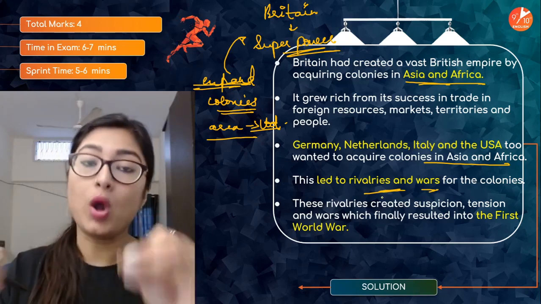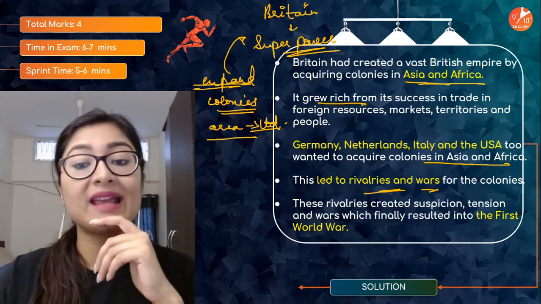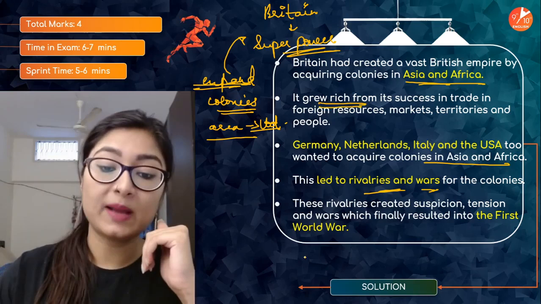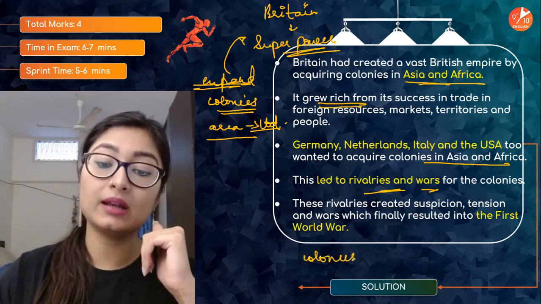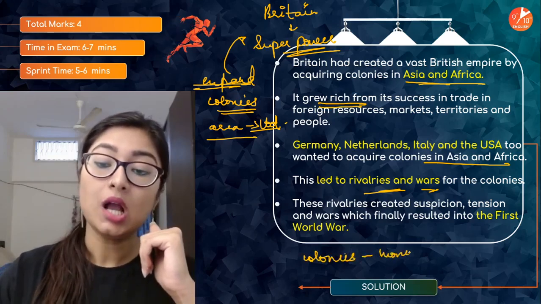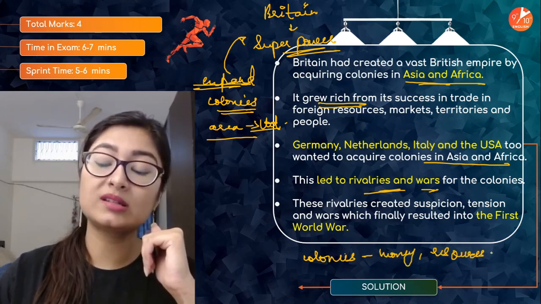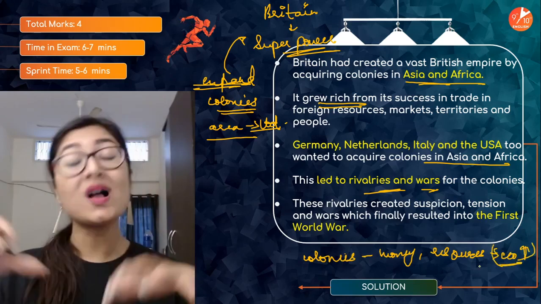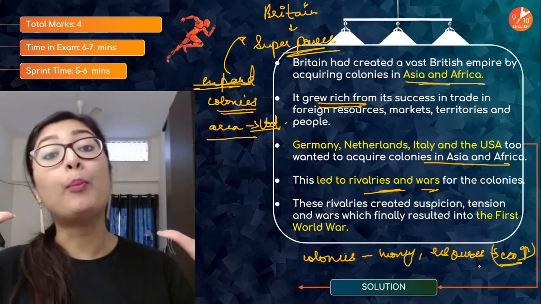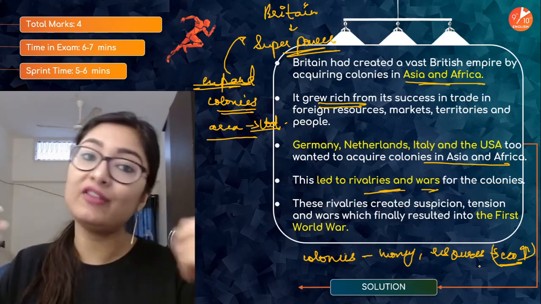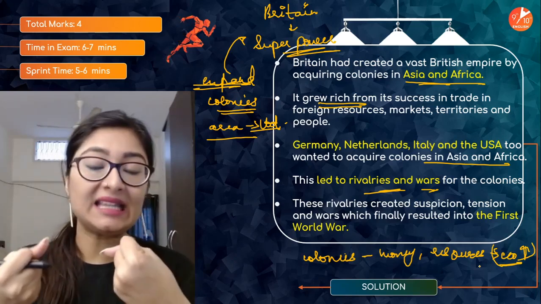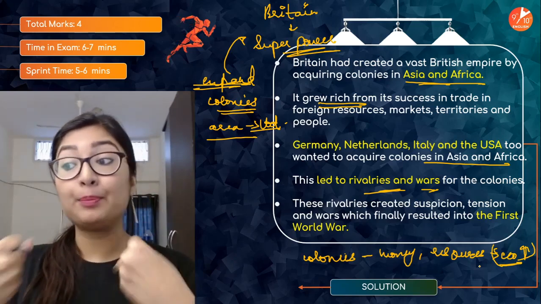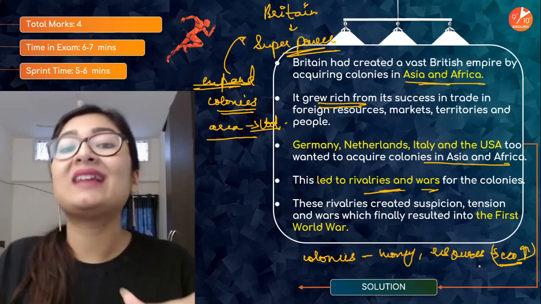Now, why did they want colonies? Because they had seen that it makes them rich. So colonies, bacha, actually used to bring in a lot of money and resources, and ultimately used to boost the economy of the country which was colonizing. So that is why every country, to attain that power, that boost, wanted to be colonizing everywhere.